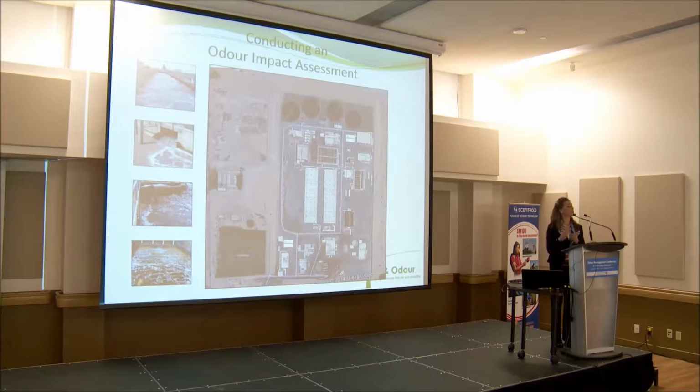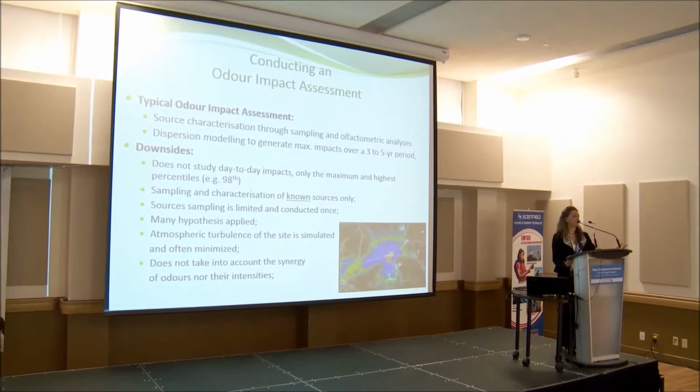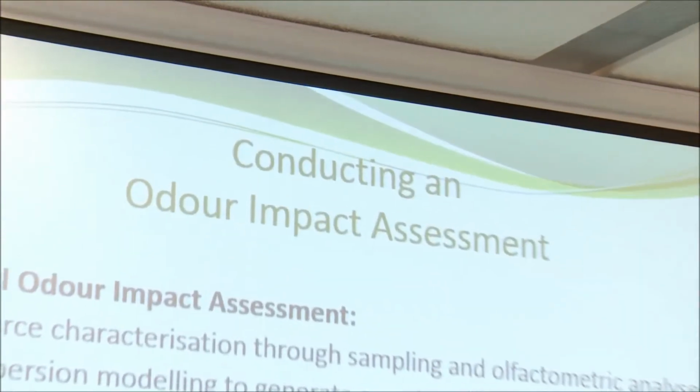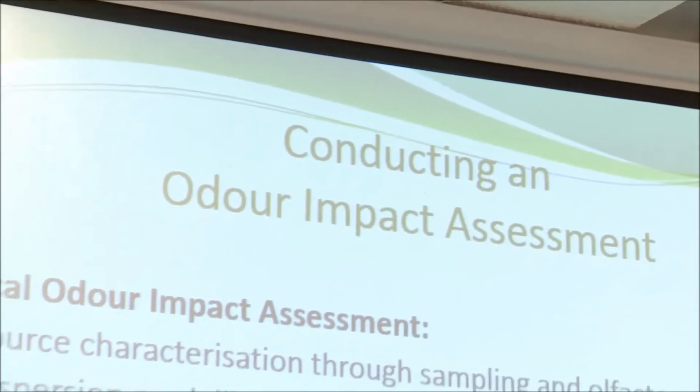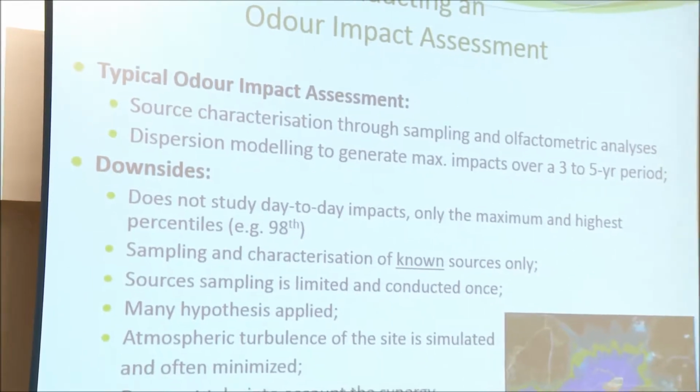They all smell something different. A wastewater treatment plant will smell totally different from the screening to the sludge to the end waters. It grows and evolves. So how do you characterize that? How do you get to assess these odors? Typically, and we've seen it with the previous presentations, you do source characterization through sampling, olfactometric analysis, and then you do dispersion modeling. And dispersion modeling generates maximum impacts, or the highest percentiles.